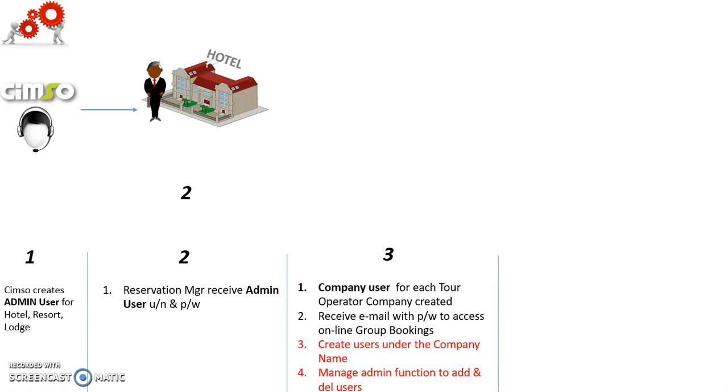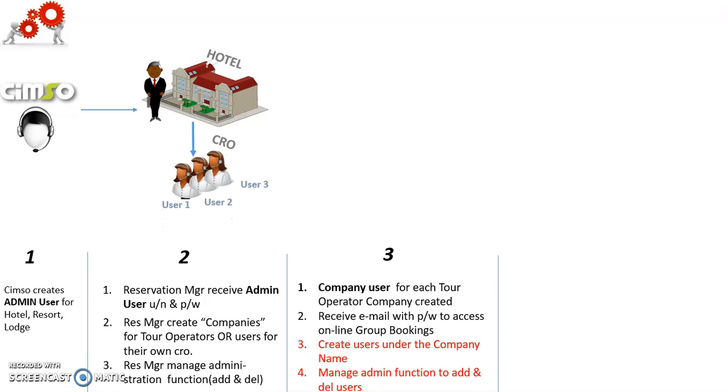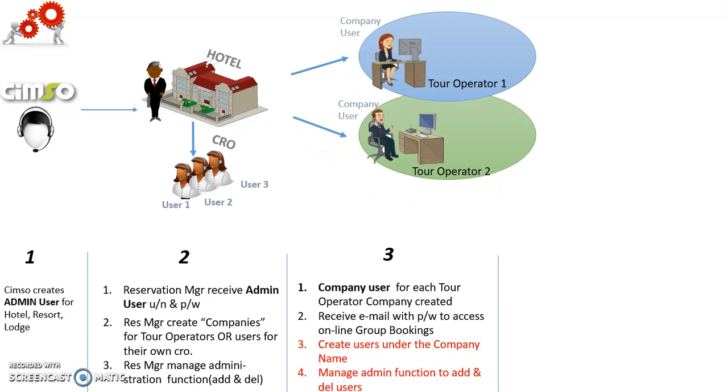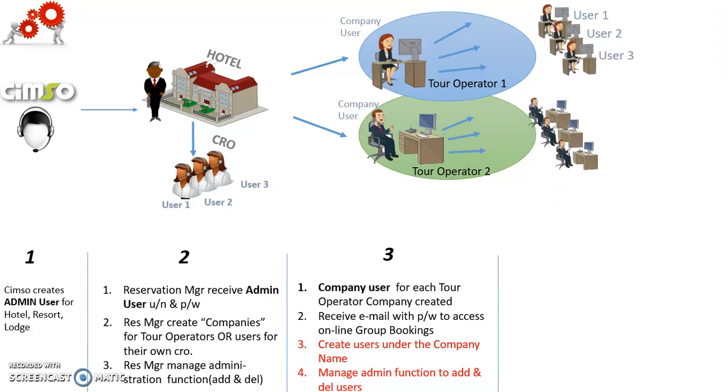So, to summarize, Kimso sent the password to the reservations manager at the hotel. The reservation manager was now able to create their own CRO users and to make group bookings. The reservation manager also created tour operator companies that can make online group bookings. The next step is to help the tour operators create more users under them to help them scale in making more group bookings for the hotel group or the resorts. Keep in mind, it is about increasing the occupancy for the hotel and increasing business for the tour operators.